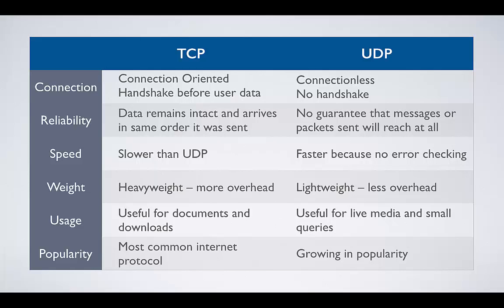TCP is useful for documents, web pages, transactions, text, and binary applications. UDP is useful for live media and small queries. Finally, TCP is the most popular protocol on the internet, though UDP is continuing to grow in popularity as the network itself becomes more reliable.